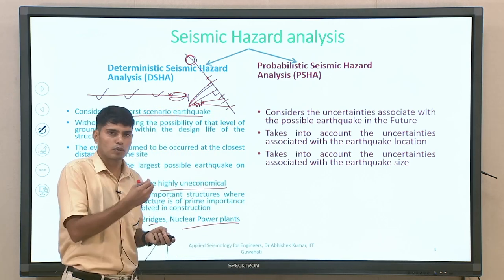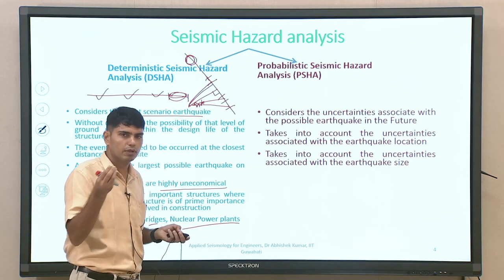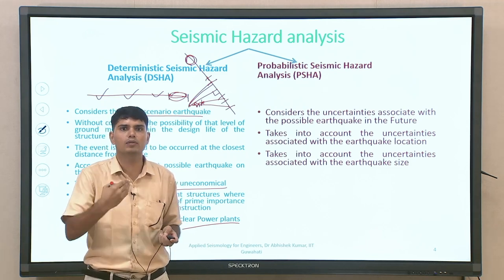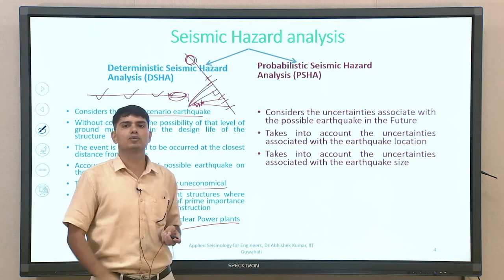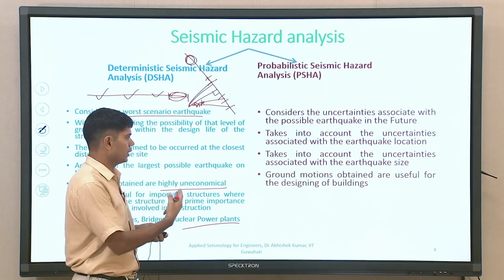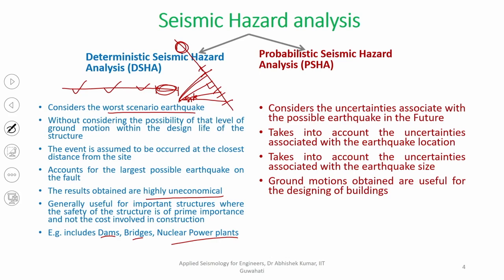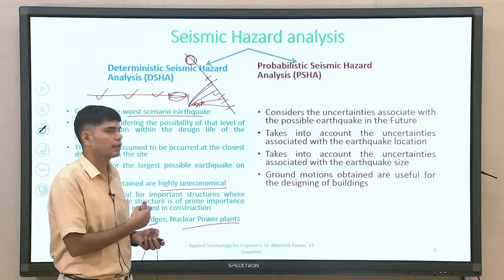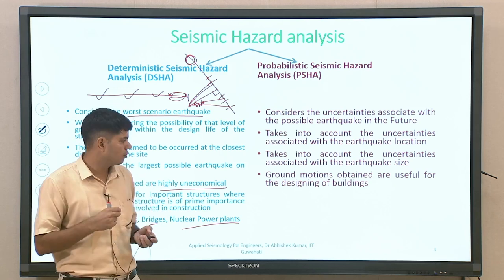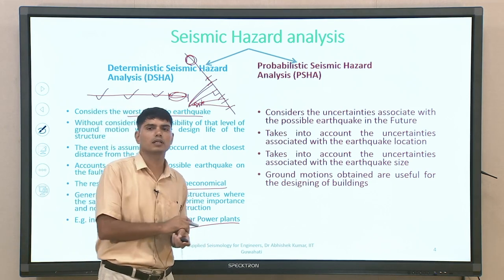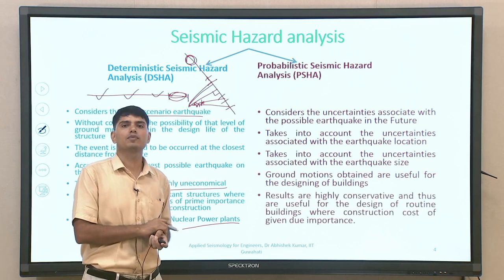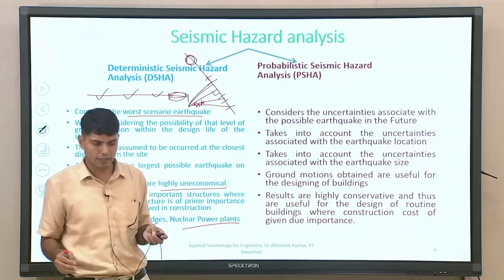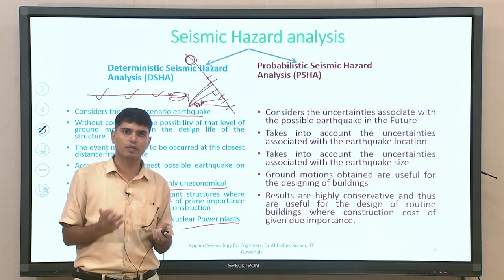So, in probabilistic hazard analysis, we will also take into account that even though we are not considering the worst scenario, we are considering the scenario which is most likely to occur or which is happening more frequently at your source of interest. So, this ground motion is useful for the design of routine buildings, where not every time will you take a decision with respect to safety alone, but you will also take into account what the finance involved is, and what the ground motion parameter is which you get based on your hazard analysis. That is the reason the results from probabilistic hazard analysis are quite useful when we are talking about the construction of routine buildings, where not only the finance, but also the safety of the buildings is given equal importance.